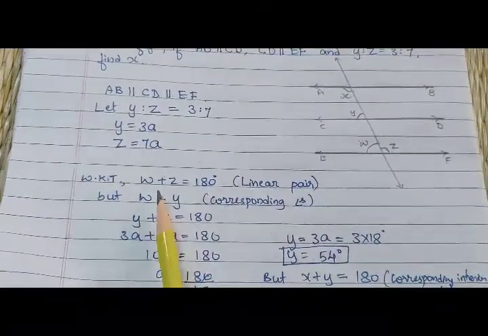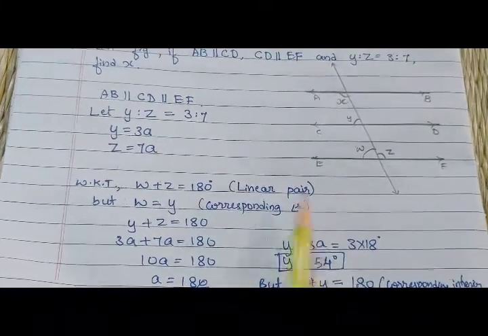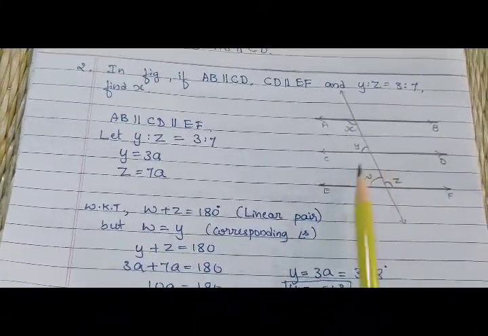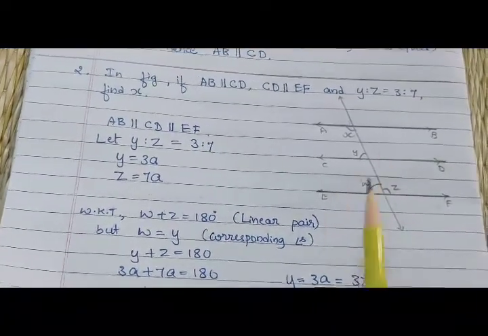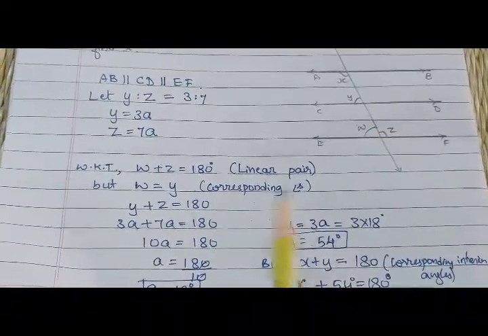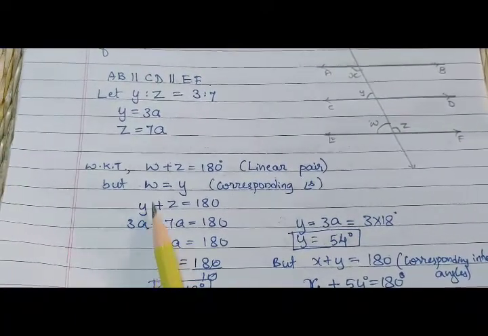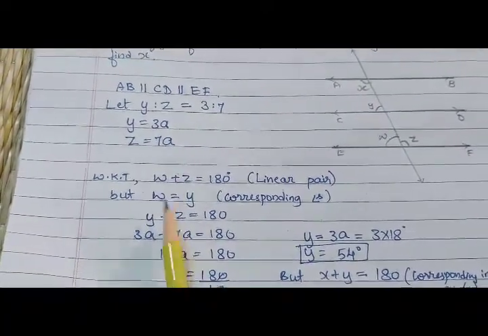We know that w plus z is equal to 180, linear pair. W is equal to y, corresponding angles. First you have to make note of this figure and only then you follow these instructions. y plus z is equal to 180. So instead of y I am taking 3a, plus 7a instead of z.